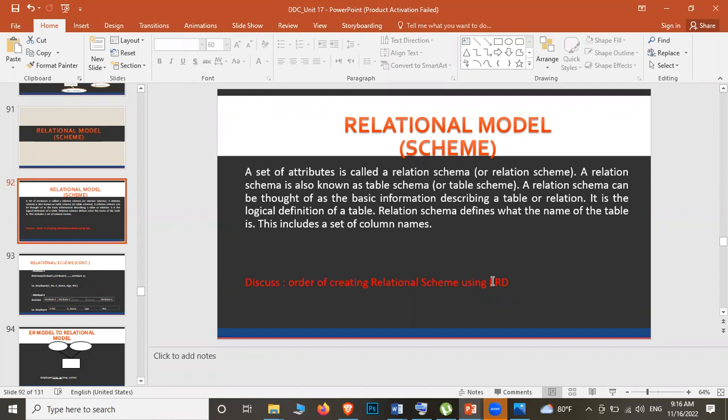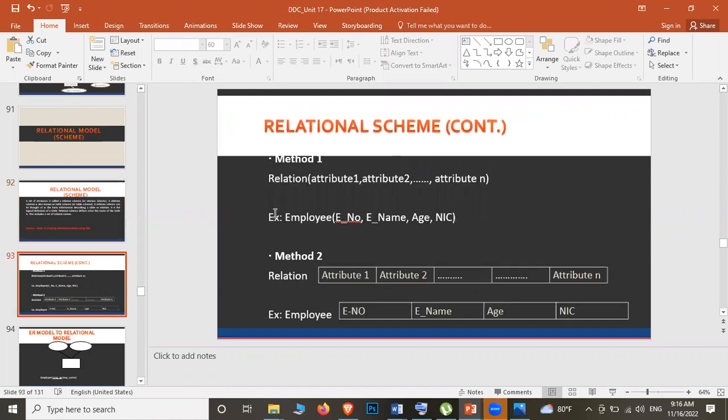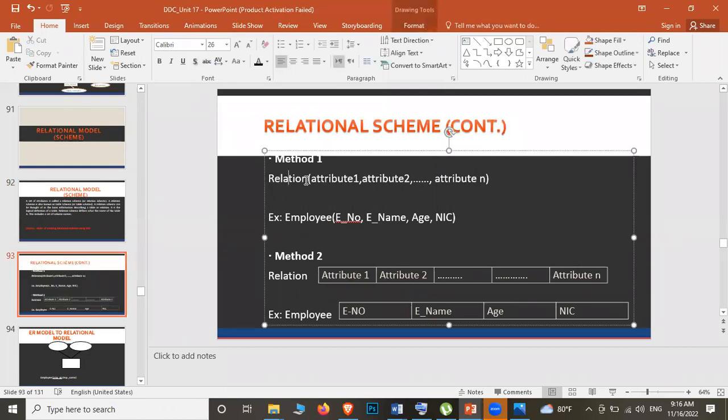So those tables will have this set of attributes, isn't it? The relational schema defines the names of the tables and the fields that are going to be in each table. For example, here: relation, attribute. Relation is the name of the entity. Attributes 1, 2, 3 are whatever is related to the entity. For example, they have given Employee as the entity, but they have written all the attributes inside the bracket.